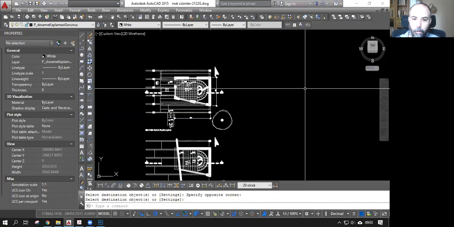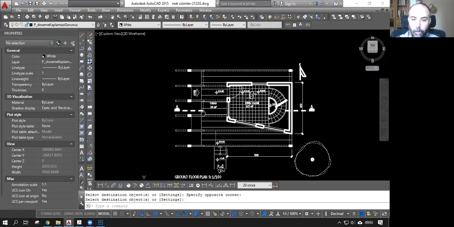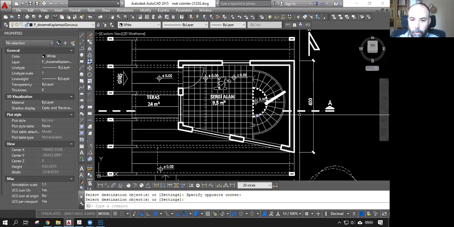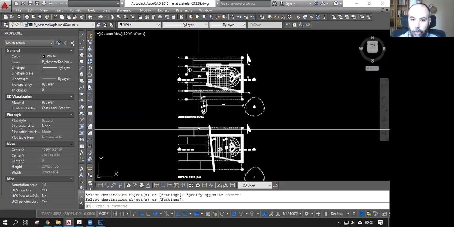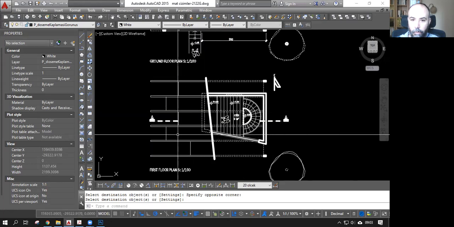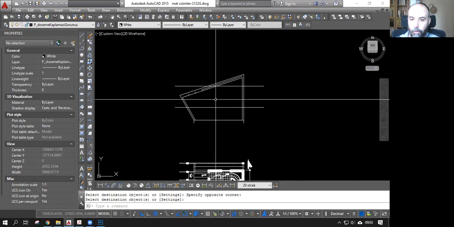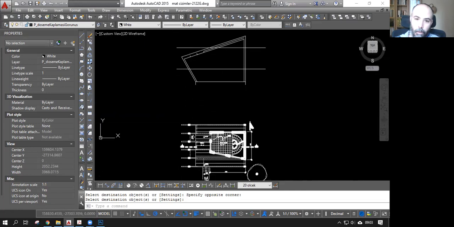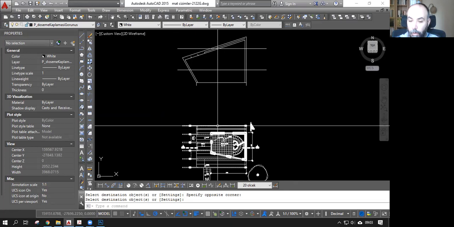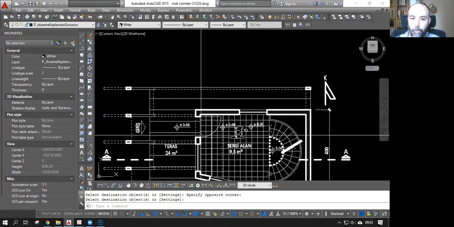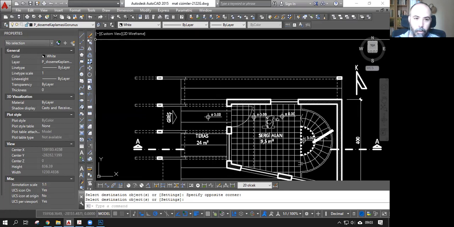So as you know, we have our section line positioned like this. We have both the ground floor and the first floor plan. So this is how we can do it. And we started to do a partial Aaa section, or we can say that's a south elevation. So let's start doing this.